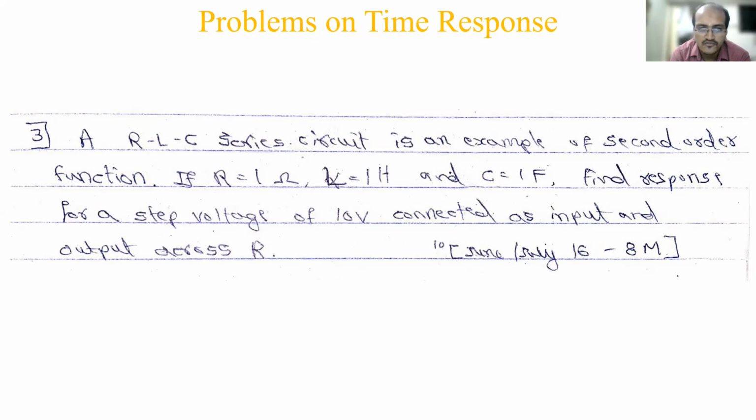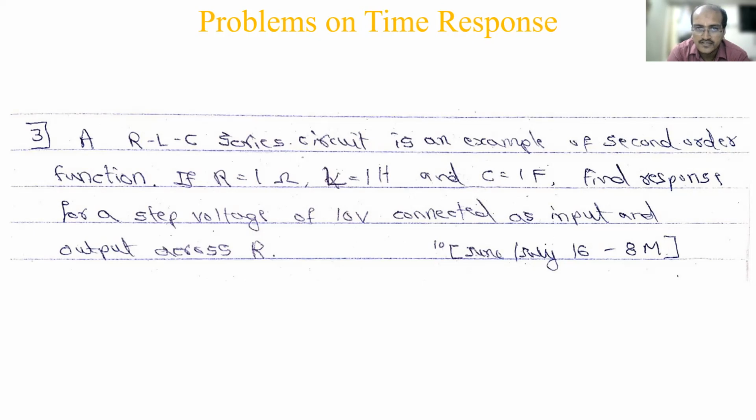But when it comes to response, in the case of a series RLC circuit it is V naught of t. So input is Vi of t, output is V naught of t. So response means V naught of t will come. That is nothing but the same second order system, so that formula you have to apply.